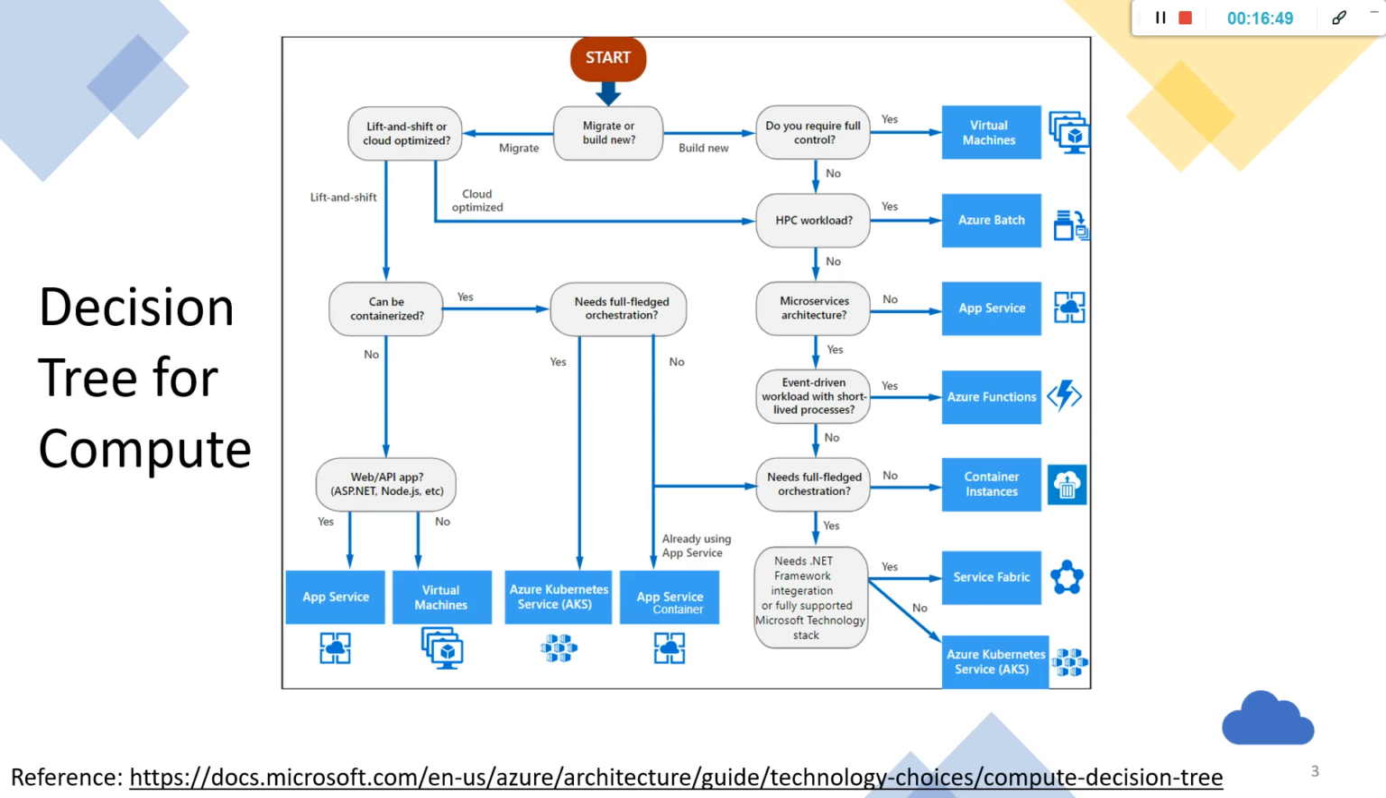Suppose it is a Microsoft native application, then we can choose Service Fabric. Most of the Microsoft applications or services, or even SQL Server as well, are implemented using Service Fabric. Suppose it is not a Microsoft native application, then we can go for Azure Kubernetes Service. Even for Microsoft applications, even .NET native applications, we can choose Azure Kubernetes Service.